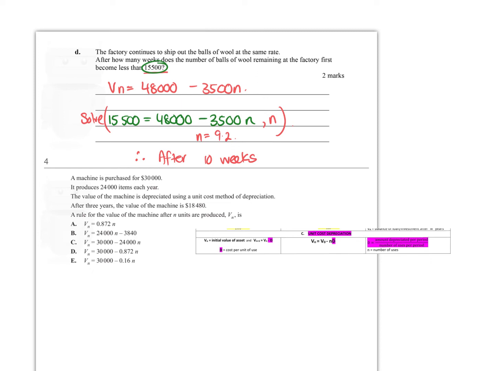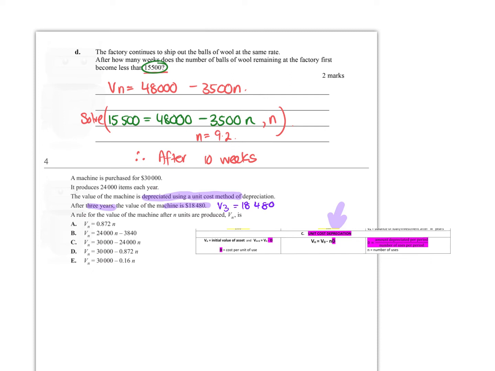A machine is purchased for $30,000. It produces 24,000 items each year. The value of the machine is depreciated using the unit cost method. So now I know it's unit cost. After 3 years, the value of the machine is this. So this was like the question before. So we've got V3. They've told me a value.